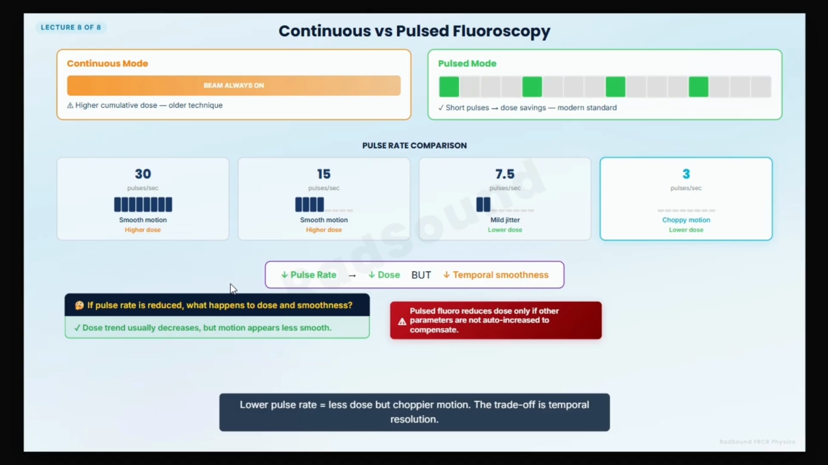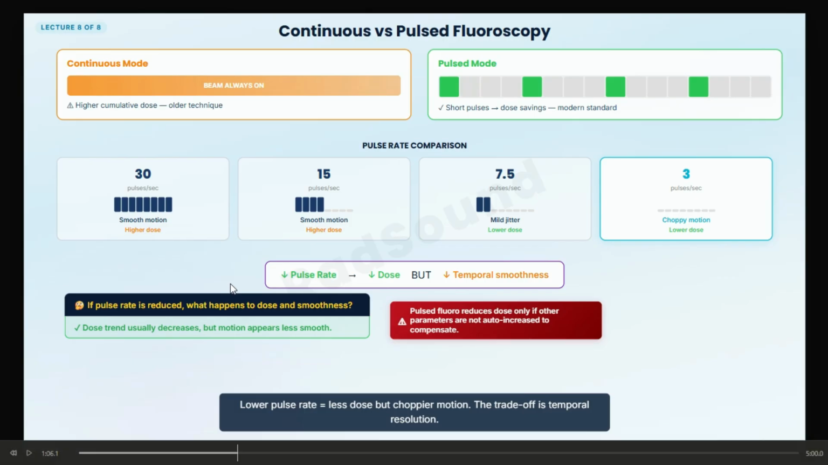And at the same time, we must remember pulsed fluoroscopy reduces dose only if other parameters, as we mentioned before, are not automatically increased to compensate for that lower pulse rate. Because as you reduce the pulse rate, other parameters may be automatically increased in order to compensate for the low temporal resolution.